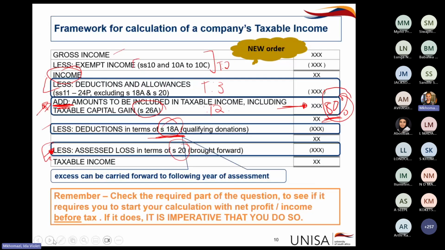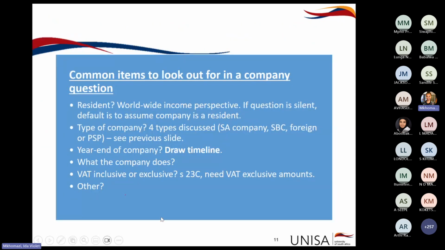And I want to go back. There's a particular slide that I included that when you read a question on companies, there are some common items that you should bear in mind as you are working through a question so that you can get a clear picture of the type of question that you are looking at.